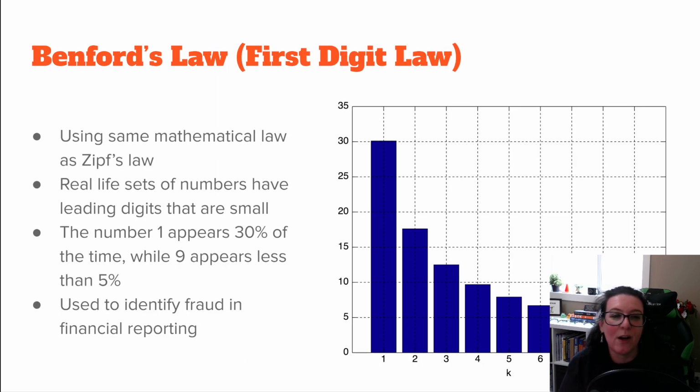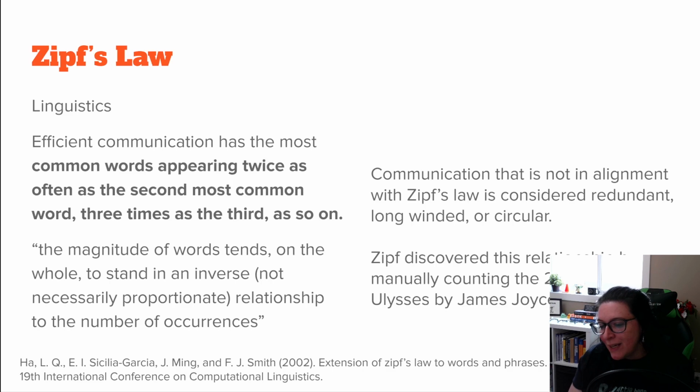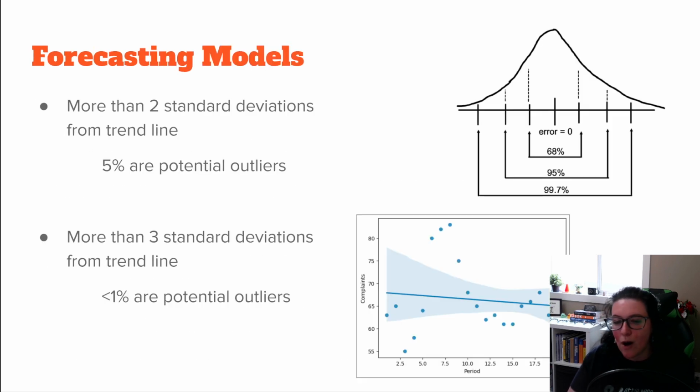And in our previous video, we talked about Benford's law, or first digit law, and used that to identify fraud within financial reporting, because it identifies when numbers don't look natural, when they look like they are made up. In our last video on outlier models, we're going to look at forecasting models. So here, if we're trying to predict a number, an interval or ratio type data point, we can create a forecasting model.